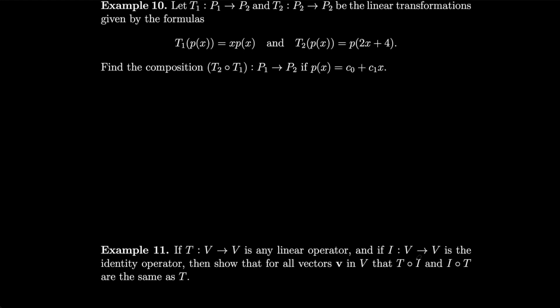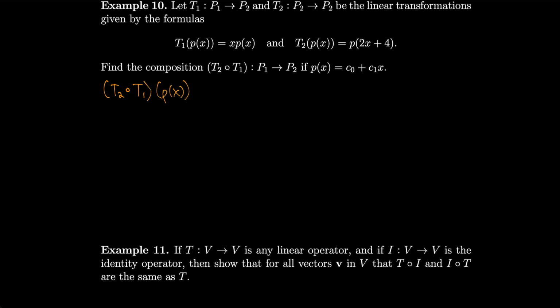Let T1 from P1 to P2 and T2 from P2 to P2 be linear transformations given by these formulas, where T1 is this xp of x we've seen, and T2 is the polynomial evaluated at 2x plus 4. How about we find the composition T2 circle T1 if p of x is equal to c0 plus c1x. So let's write out T2 circle T1.